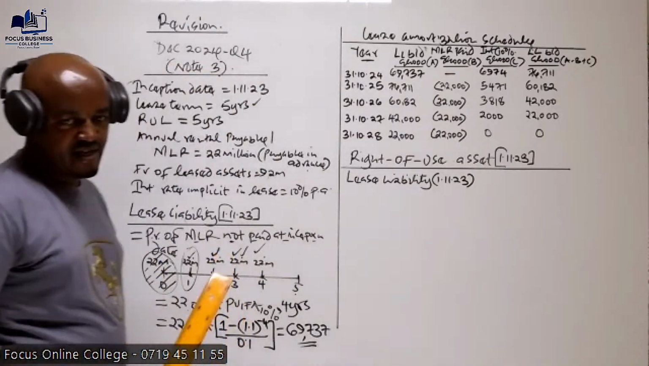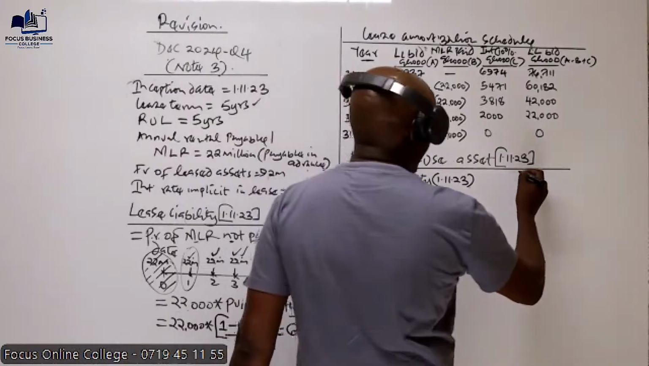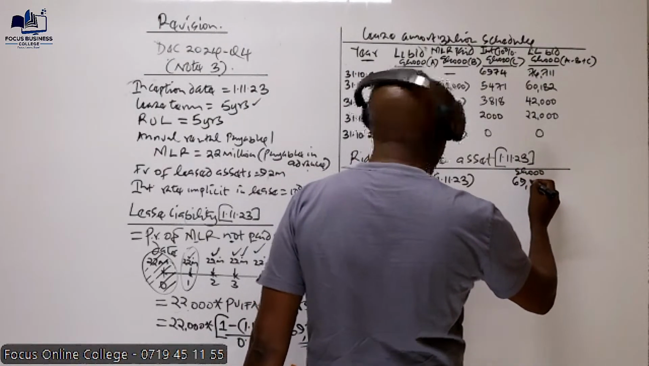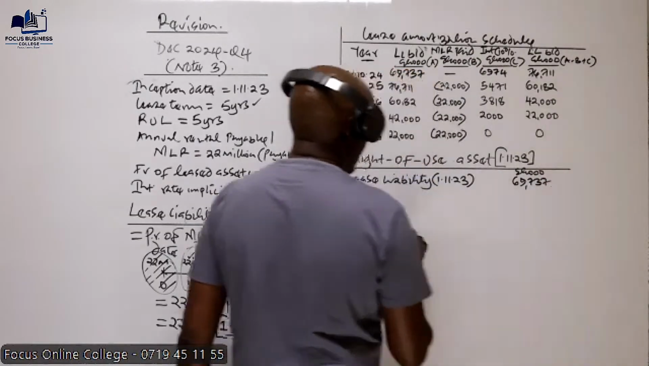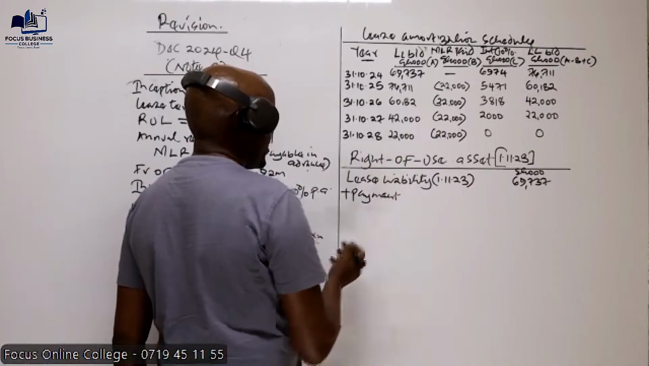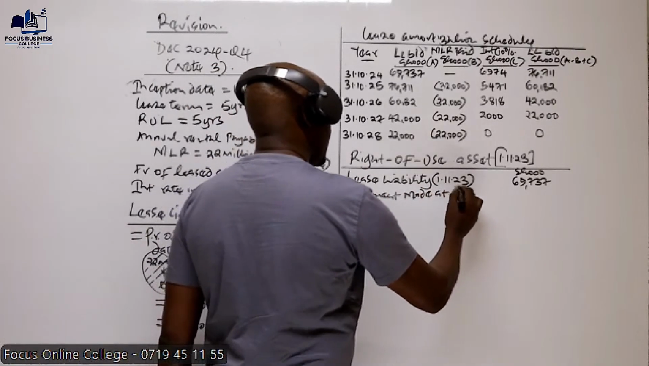The lease liability at the inception date is what we have computed here, 69,737. Remember, these values are in thousands of shillings. And then to this, we said we add any payment which was made at the commencement date of the lease, payment made at the inception date.